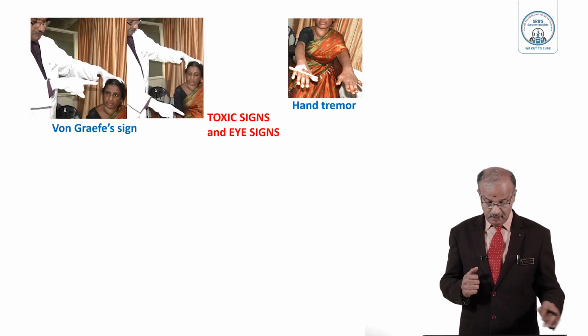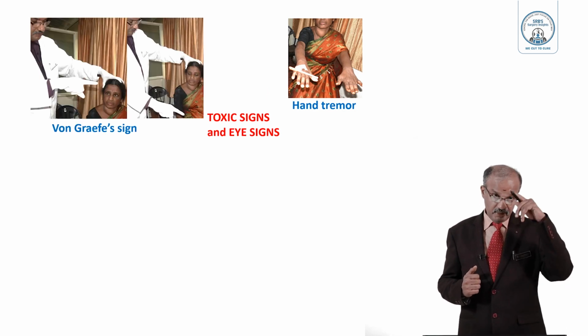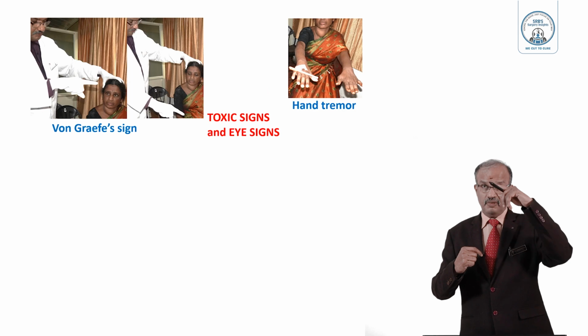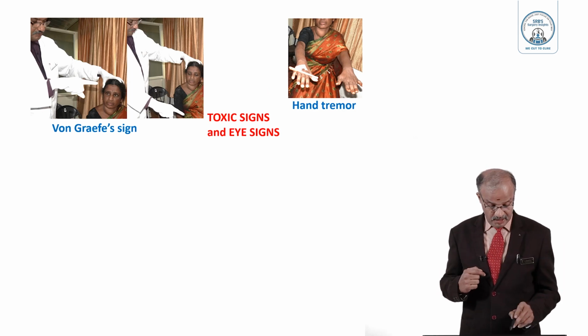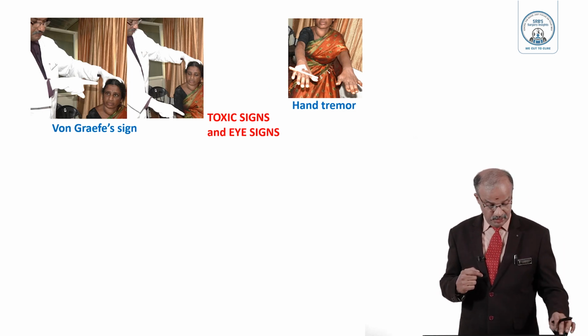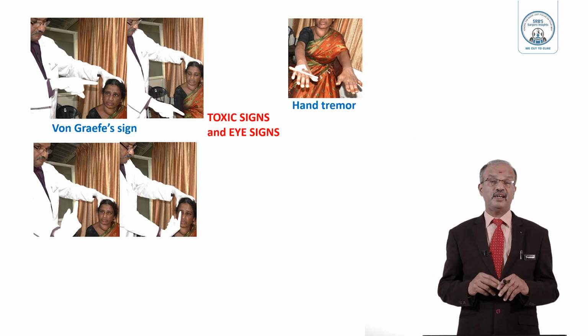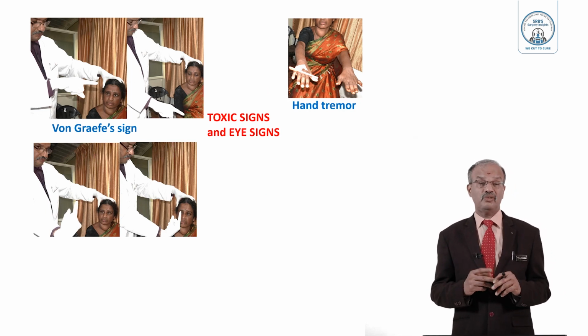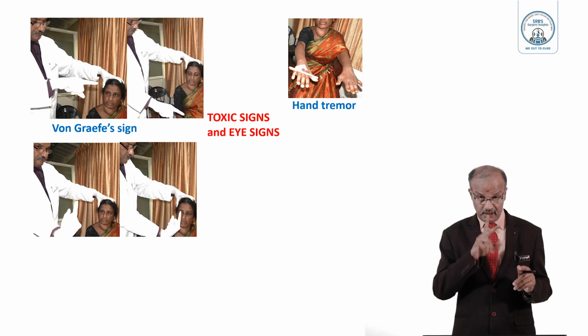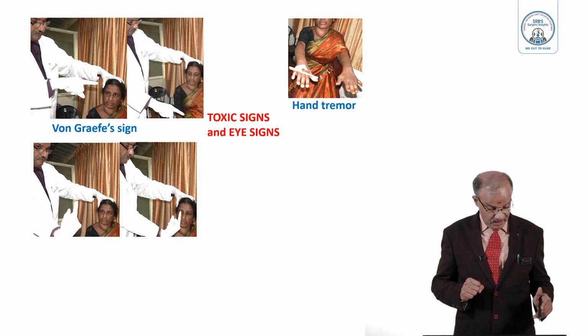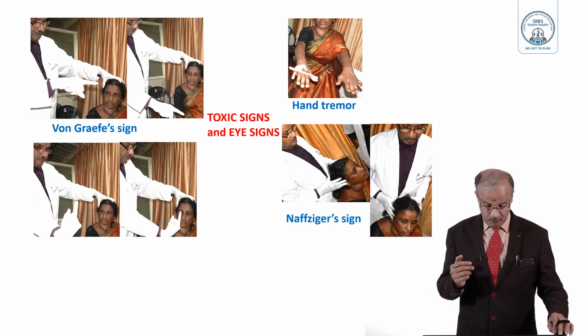And toxic signs, not all signs need to be remembered. Hand tremor, how to check. And Von Graefe's sign like this. Put the finger, ask the patient to follow, and see how exactly you elicit Von Graefe's sign. Moebius sign, convergence: the medial rectus and inferior rectus will be involved. Convergence is difficult. It is a sign of early ophthalmoplegia.